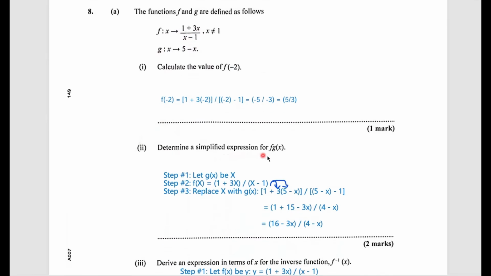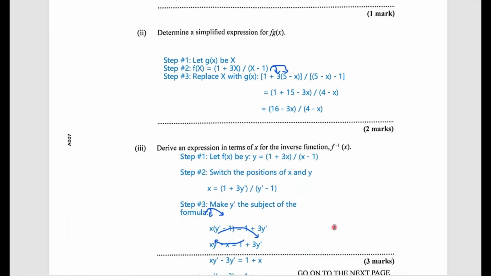Part 2. Determine a simplified expression for fg of x. Again, with composite functions, you're reading from right to left. You let g of x be big X. So it'll be f of big X, which will be 1 plus 3 by big X over big X minus 1. Then we replace the big X with g of x, which will be 1 plus 3 by 5 minus x, divided by 5 minus x minus 1. This will be 1 add 5 3s are 15 minus 3x, all divided by 5 minus 1, which is 4 minus x. This will be 16 minus 3x over 4 minus x.